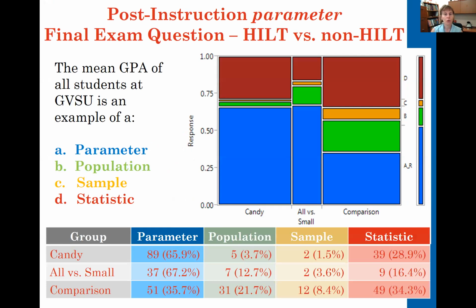Our content question was a multiple choice question that we put on final exams. The question was, the mean GPA of all students at GVSU is an example of, and the choices were parameter, population, sample, and statistic, where the blue parameter is the correct answer. The students in the all versus small activity are the narrow slice in the middle. Candy is the other; there's a candy jar activity, that's the other activity. The comparison is other students who took the same course at Grand Valley with a non-HILT instructor. And you see that our HILT students were more likely to correctly answer this content question about parameter and statistic.